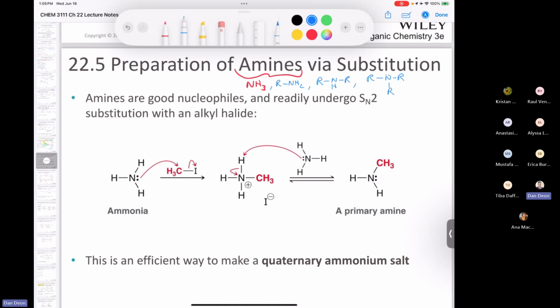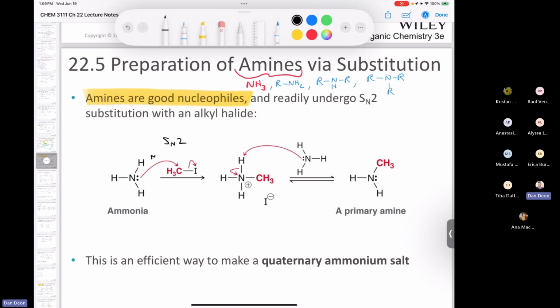It says amines are good nucleophiles. That's for sure, right? Amines are very good nucleophiles and readily undergo SN2 substitution with an appropriate alkyl halide. Well, in case you haven't picked up on this at this point in organic chemistry, methyl iodide, which is also known as iodomethane, both names are perfectly acceptable for this compound, is one of the best electrophiles in all of organic chemistry, right? It's very susceptible to an SN2 reaction.